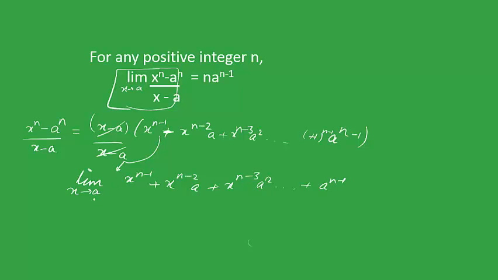Now we can directly substitute a here as the function is defined at that point. After substituting, we'll have a raised to the power n minus 1 plus a raised to the power n minus 1, and this will continue n times. As you can see, we have a raised to the power 0 here, so we have 1 here. This is expression number 1, number 2, number 3, till n. So basically the expression comes out to be n into a raised to the power n minus 1.